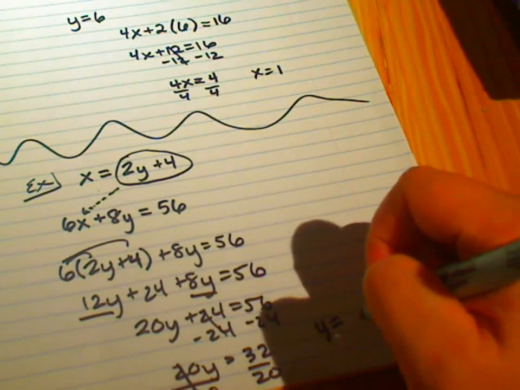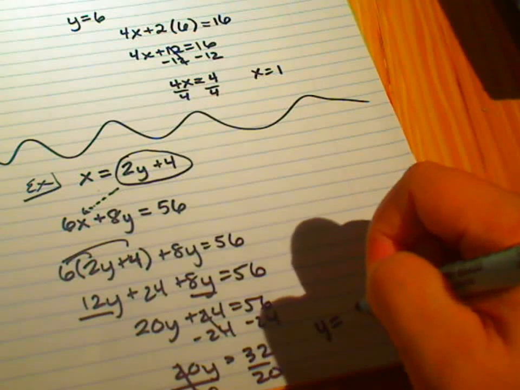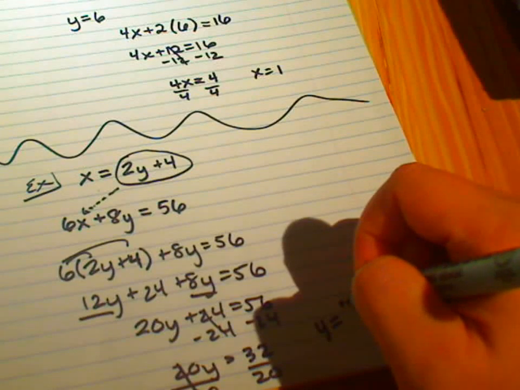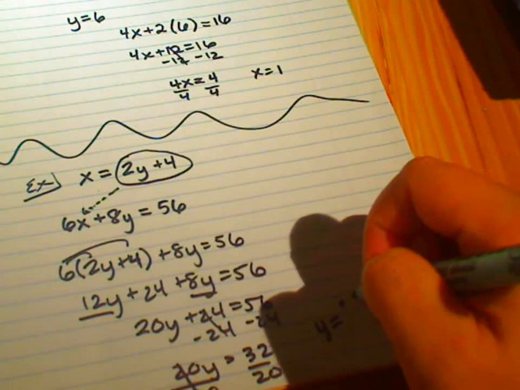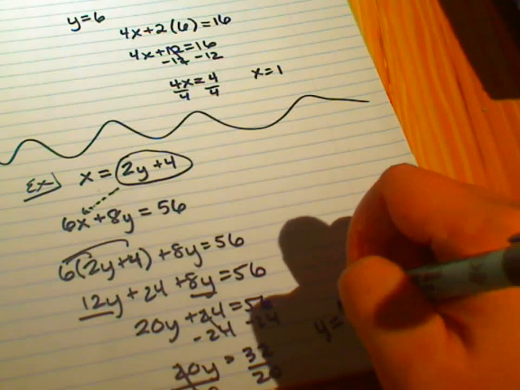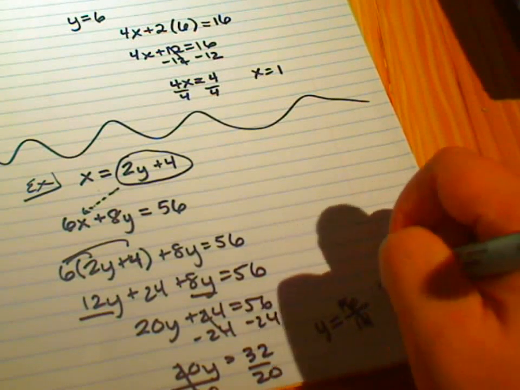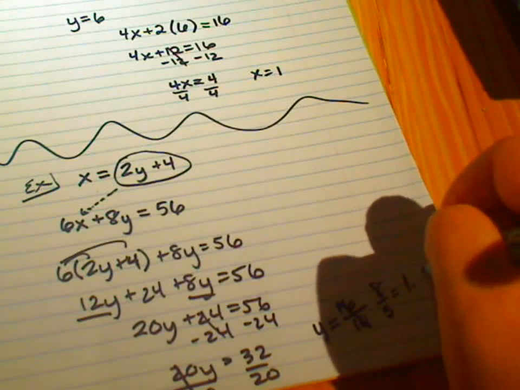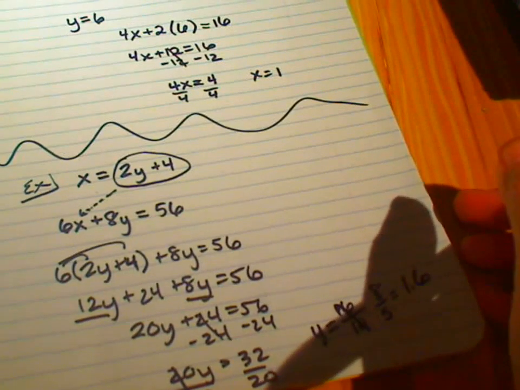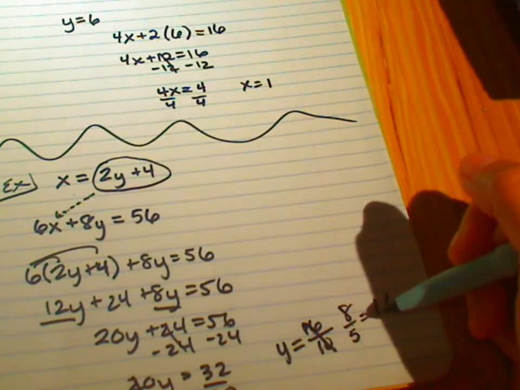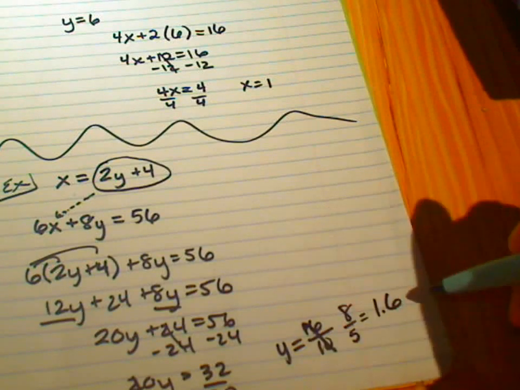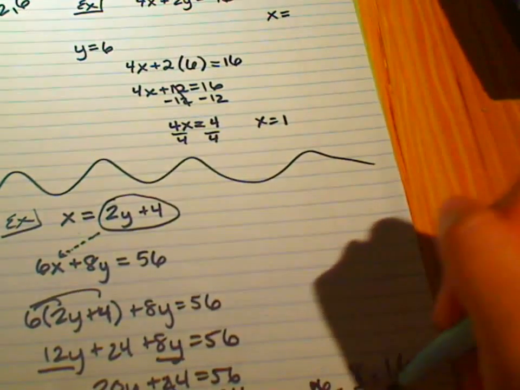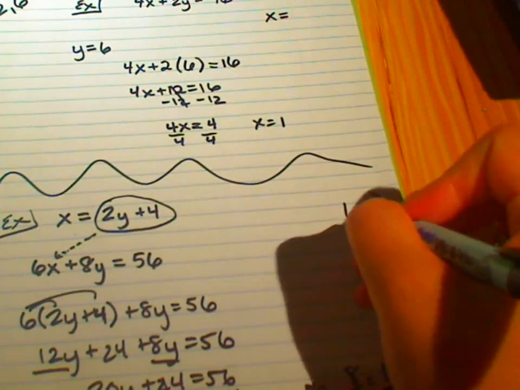y equals 32 over 20, which is, let's see here, 16 over 10, 8 over 5. So it's 1.6 as a decimal. Okay, so I know that for y. So now it's like going back to this problem that I did at the beginning. You know the value of one variable. I know y is 1.6.